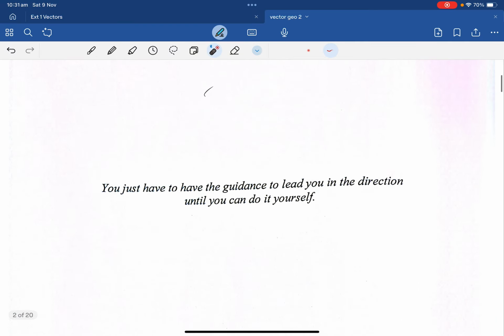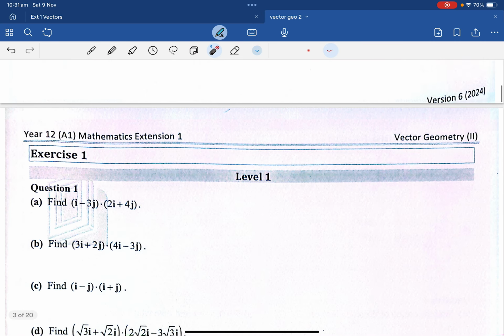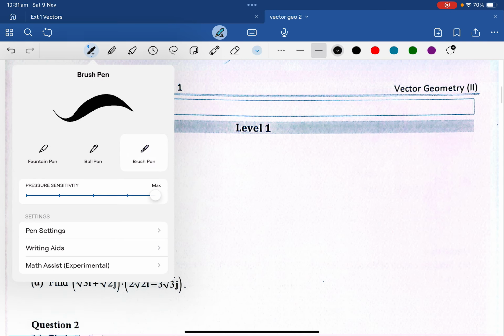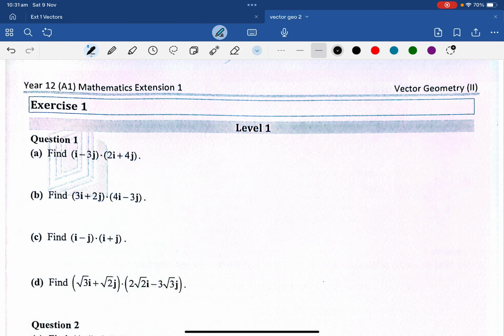Let's get into it. This is the quote of the day and it goes, you just have to have the right guidance to lead you in the direction until you can do it yourself. This hits me hard on a personal level and I'm sure it does to you too because we all have different perspectives on life and it affects us differently. Anywho, it's not English now. Let's get into solving some questions.